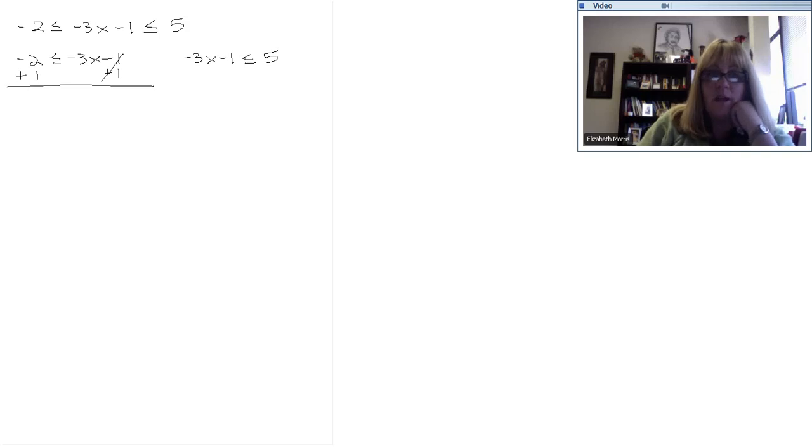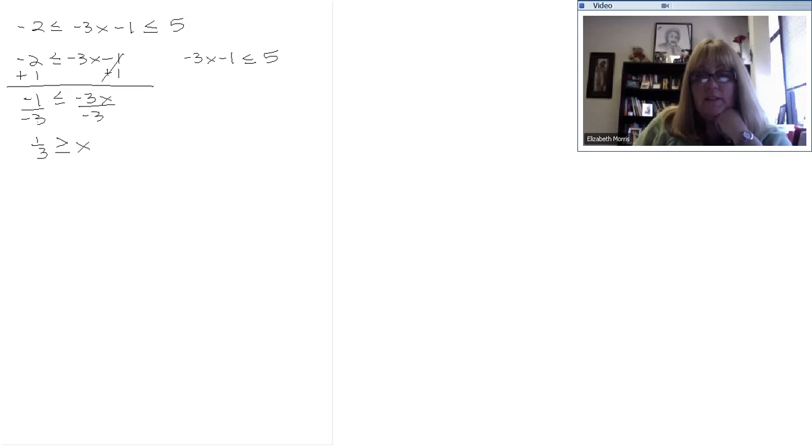In order to solve, I'm going to move the 1 over to its other side. Goes away. Negative 2 and positive 1 is negative 1, and that's less than or equal to negative 3x. Now I need to divide. I'm dividing by a negative. When you divide by a negative, what happens to the sign? It flips. And a negative 1 divided by negative 3 is a positive 1/3.